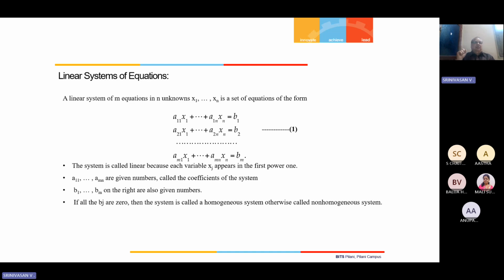The system is called linear because, you know very well, each of the variables has maximum power of 1. a11, a12, etc., amn are given numbers called the coefficients of the system. They form the entries of your matrix A, called the matrix of coefficients. b1, b2, etc., bm on the right are also constants. If all the bj's are 0, then the system is called a homogeneous system. Otherwise, it is called a non-homogeneous system, which you are already familiar with.